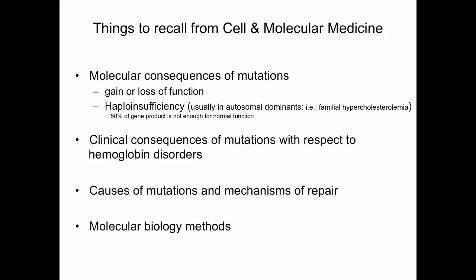Some things to recall from your studies of biochemistry: there are molecular consequences to mutation. You've talked about gain or loss of function mutations. You've talked about haploinsufficiency, which you usually see in autosomal dominance, like in familial hypercholesterolemia, where maybe 50% of the gene product is not enough for normal function. You've also talked about clinical consequences of mutations, for example, with respect to hemoglobin disorders. You've talked about causes of mutations and mechanisms for repair, and you've talked about various molecular biology methods. These are all things you should keep in mind as you approach your study of genetics.